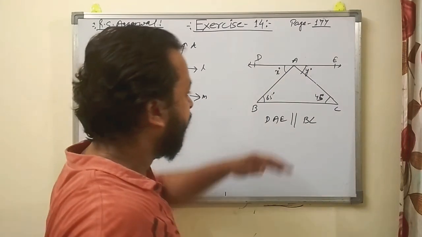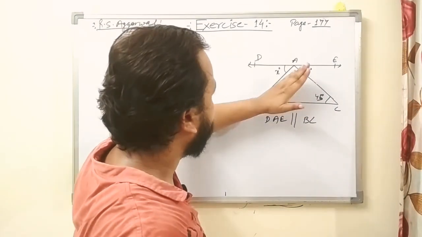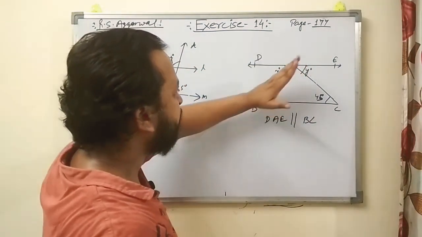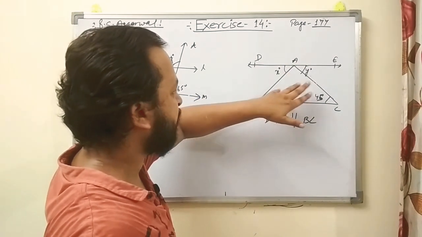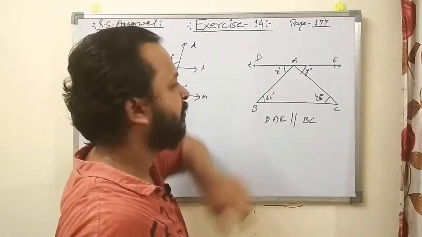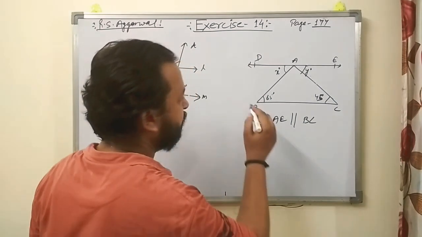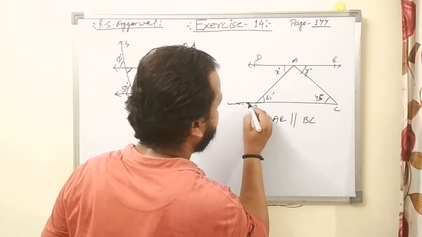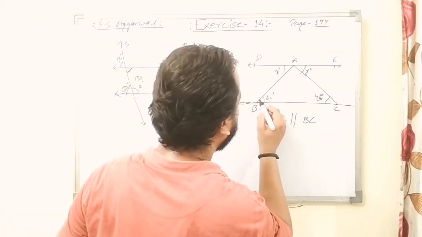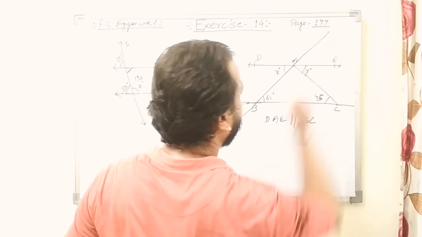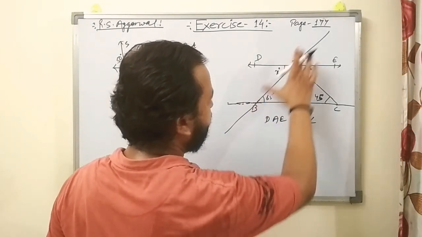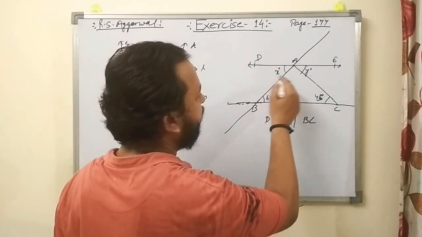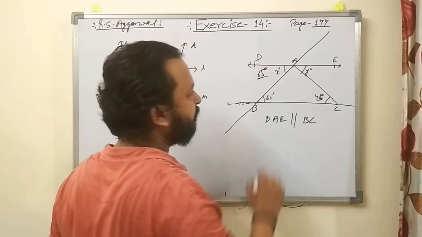So it means BC is parallel to this line. It means this line is a transversal line. If this line is parallel, this line is a transversal line. If this line is a transversal line, these 2 angles are alternate interior angles, right? Look, just extend this. You must be very clear, right? If you draw this like this, this is a parallel line, this is a transversal line, these angles are alternate interior angles. So if these are alternate interior angles, this is 65, it means this is also 65, right?